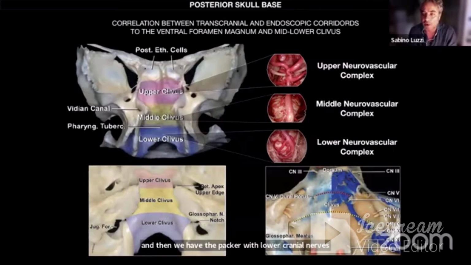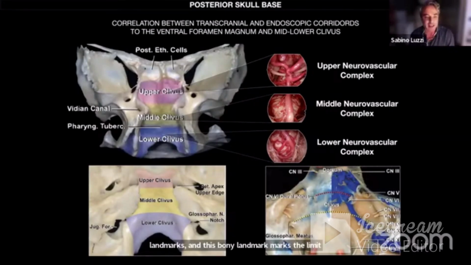We know very well that we can tailor the retrosigmoid approach just to expose the superior, middle, and inferior neurovascular complex. But we can do the same when we approach this lesion by the nose in the so-called transclival approach. But what we should have in mind is the fact that we have to recognize some landmarks, and this bony landmark marks the limit between the lower, middle, and upper clivus.